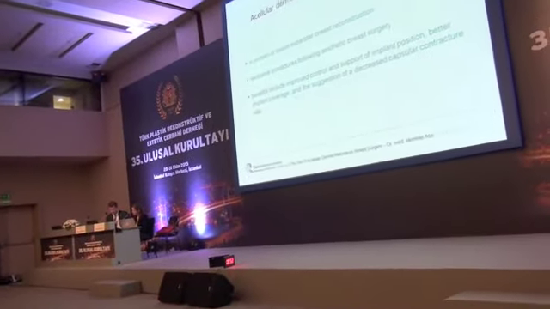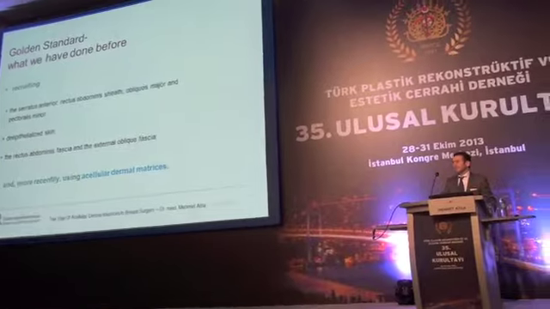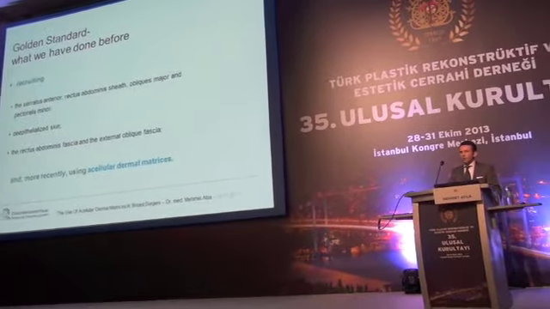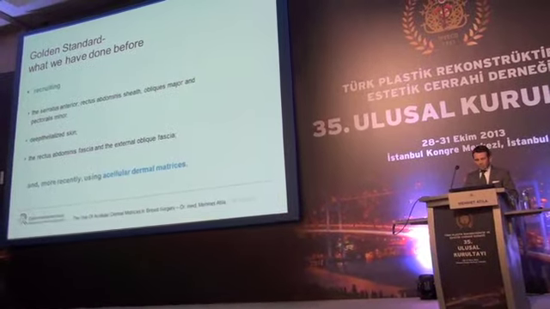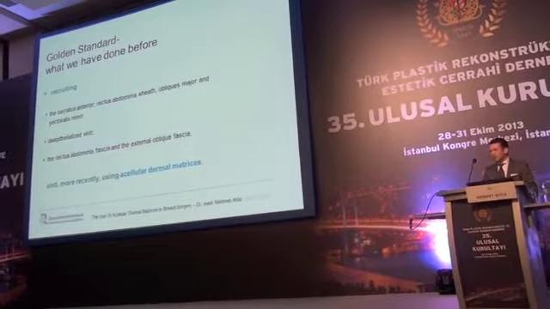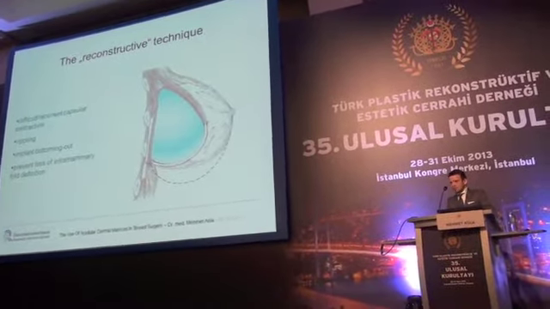capsular contracture rate. The gold standard, what we have done before, was recruiting several kinds of sheets, like the rectus abdominal sheet, or, for example, in combination with a tummy tuck using deepithelialized skin. And more recently, we are using ADM. So there are several kinds of techniques for how we can use a matrix.